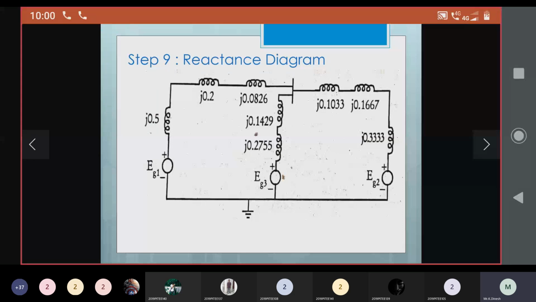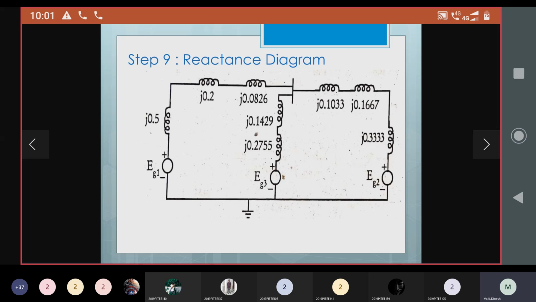And then T2, and G2 is J0.3333, in series with your generated voltage. So in the middle also you have transformer T3 as well as your generator G3. So it is connected in series. So this is the reactance diagram for the entire structure. So as per our intention, we are just converting the one line diagram into a single line reactance diagram. So here all the reactances are in per unit.